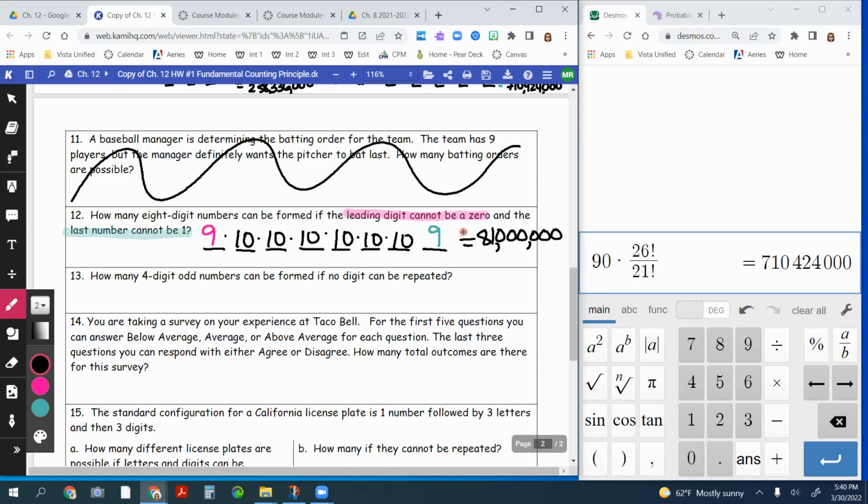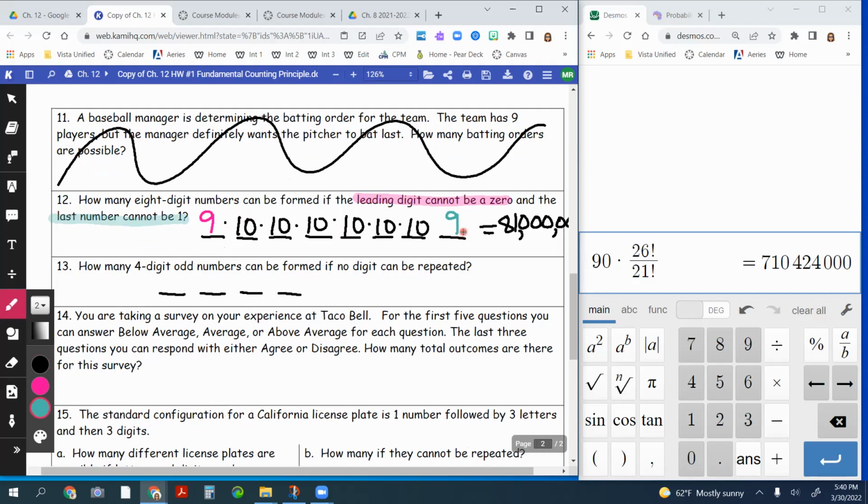How many four-digit odd numbers, 1, 2, 3, 4, can be formed if no digit can be repeated? Okay, so first off, if this is gonna be odd, that means that the last number here can either be a 1, a 3, a 5, a 7, or a 9. So there's 5 different ways that we can have this happen. So there's 5 choices here.